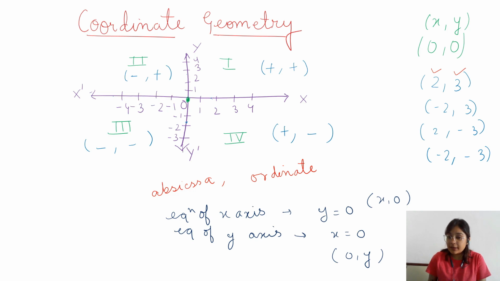When we talk about the y-axis, x is not there, so x becomes 0. Equation of x-axis: y is not there, so y is 0. Equation of x-axis: y = 0. Equation of y-axis: x = 0. Now after this we will study, I think this thing is clear to you all. Now after this we will study one formula. That formula is known as the distance formula.